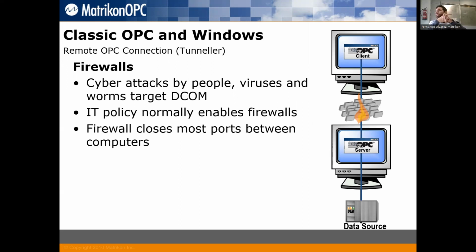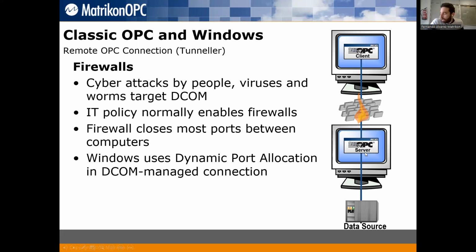Because DCOM uses random ports. Every time an OPC Classic client tries to connect to an OPC Classic server, it uses a random port between port 1024 and 65,535. So there is no way, using DCOM, that we can know which port the communication will use. We have many technical support cases where the customer contacts us saying, I cannot connect the OPC client to the OPC server. There is a problem.